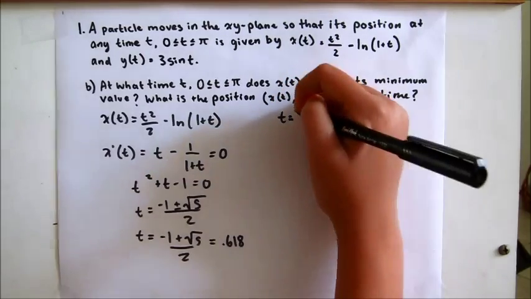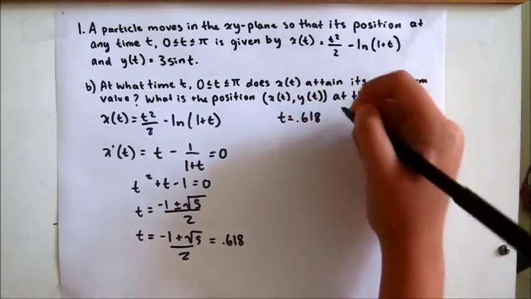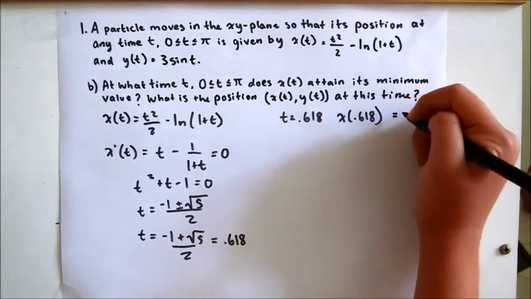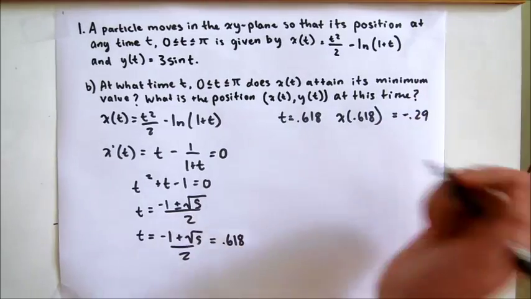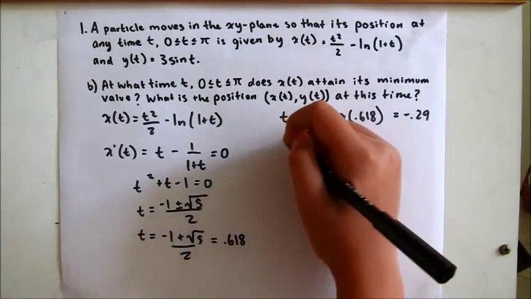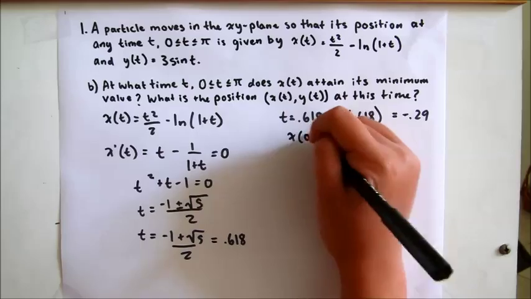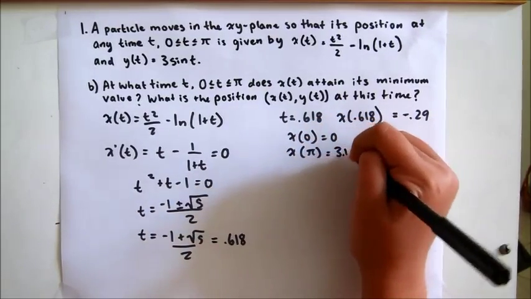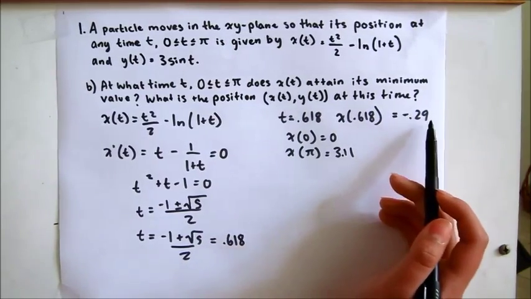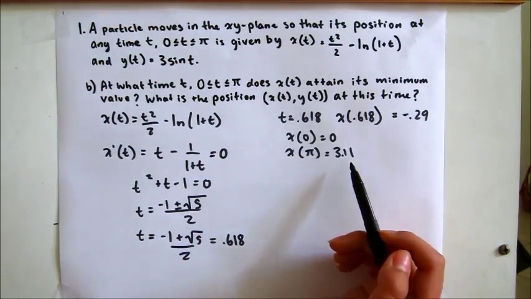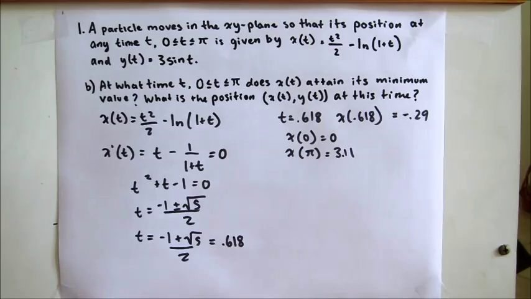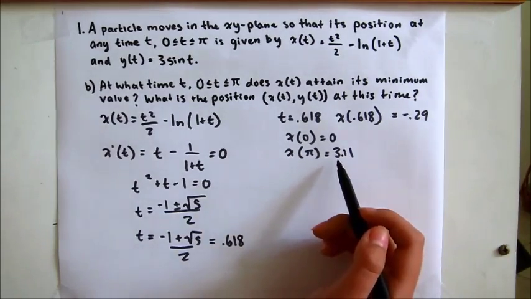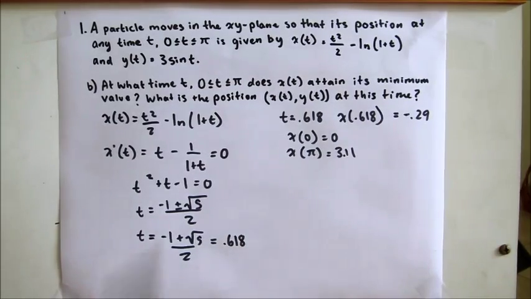So when t equals 0.618, we get x of 0.618. When we plug it back into the equation, that equals negative 0.29. Now, from the previous part of the problem, we knew that x of 0 equals 0 and x of pi equals 3.11. As you can see, negative 0.29 is less than 0 and 3.11. They might try to trip you up by giving you endpoints that are lower than what appears to be the minimum. So just in case, you always want to check these endpoints and make sure that the value you solve for is less than both of them.